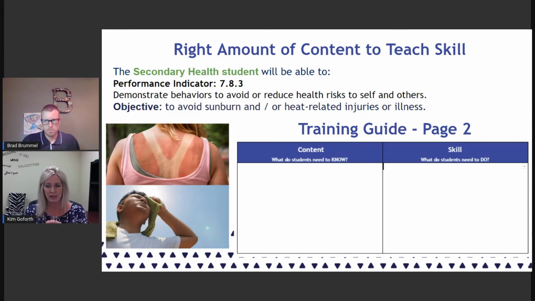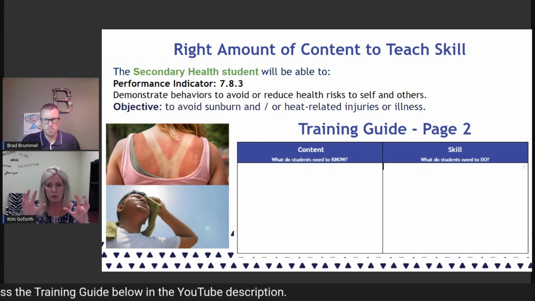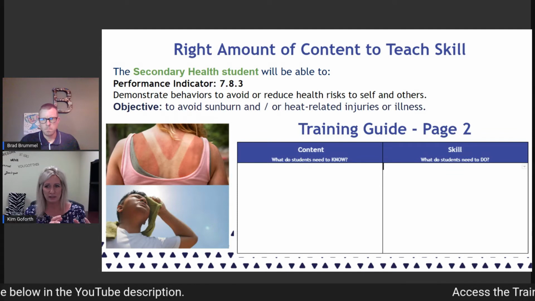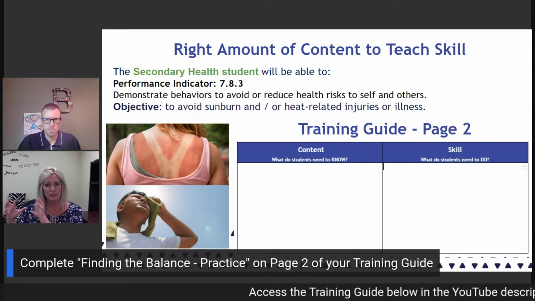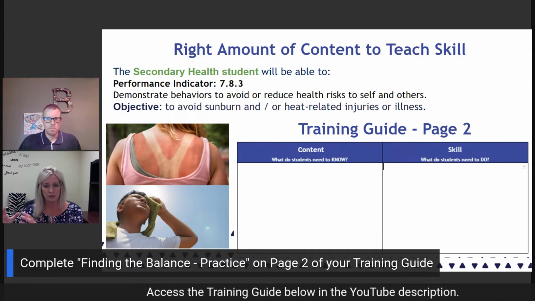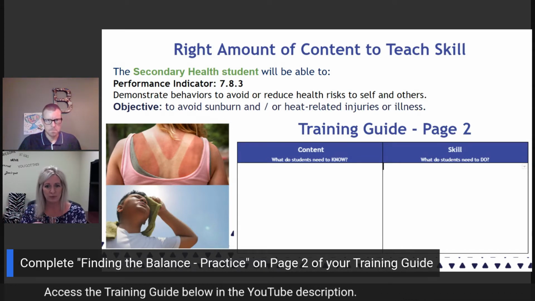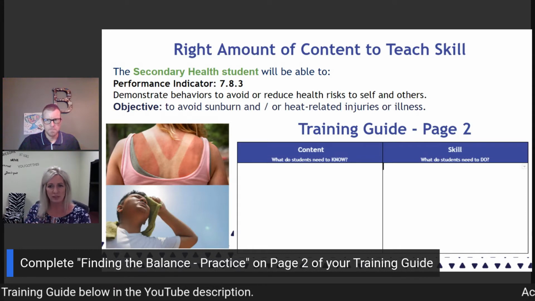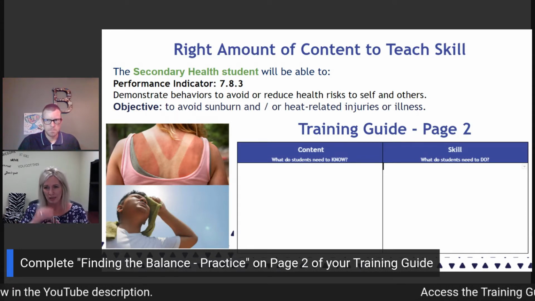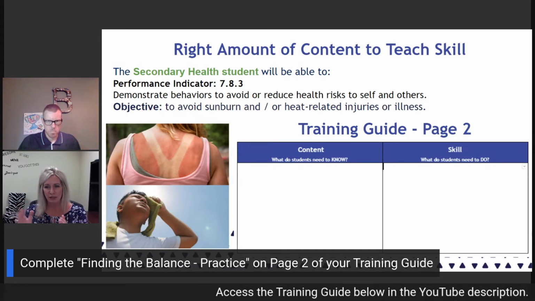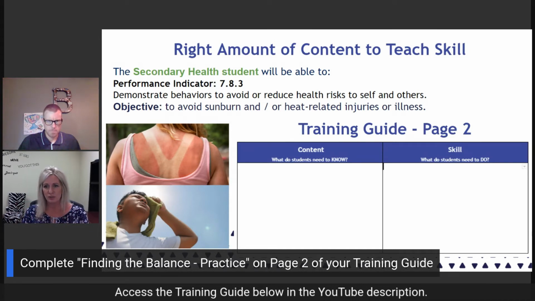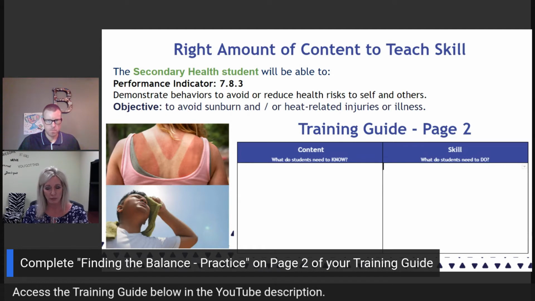So put that hat on and see the content versus skill that students will need through the lens of just that objective. And so in your training guide on page 2, we have that similar setup that Brad and I modeled for you. And so what out of this objective is the content that students need to know? And then what do students need to be able to do to master this objective? So take a couple minutes. If you need to pause the video, do that, but give it some thought. Just like Brad and I bantered back and forth with the questions, fill out your own table there on page 2 on a real health performance indicator.